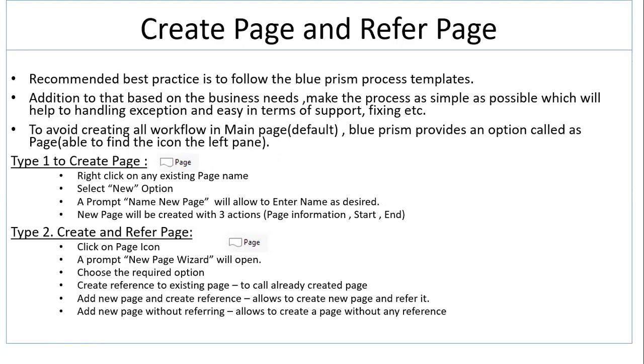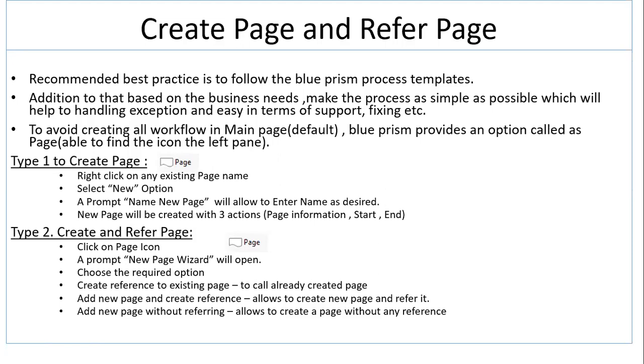There are two ways to create a page. Either you can click on the new page option, or click on the existing page which is already there in your process. By default, when you create a process, you will have a main page, as we have seen already in the previous session. You can click on the main page name and right click, and you will have an option to create a new page. Click on the new option, which will prompt a pop-up asking you to enter the page name. Just enter the name of the page and click OK, which will create a new page.